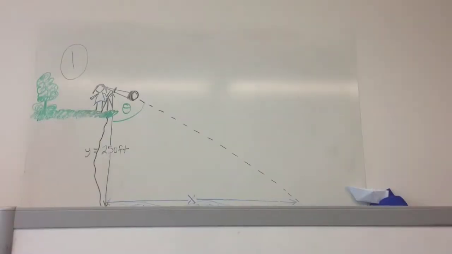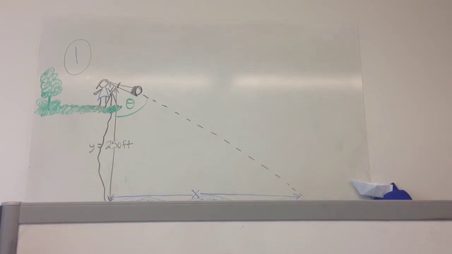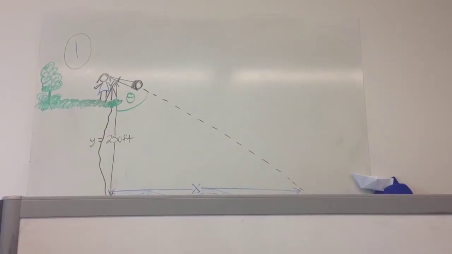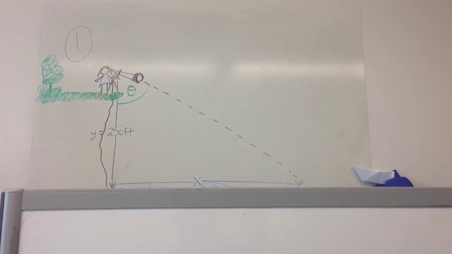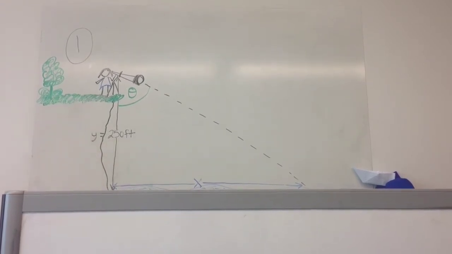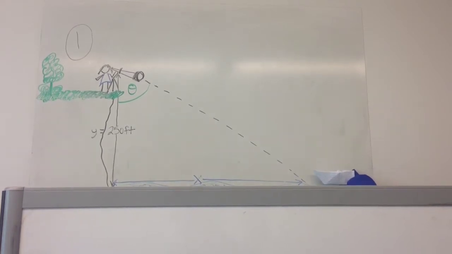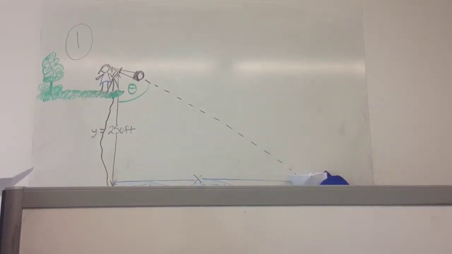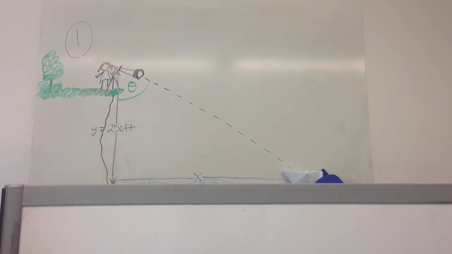A woman standing on a cliff is watching a motorboat through a telescope as the boat approaches the shoreline directly below her. If the telescope is 250 feet above the water level, and if the boat is approaching at 20 feet per second, at what rate is the angle of the telescope changing when the boat is 250 feet from shore? So, start off with our very realistic diagram.